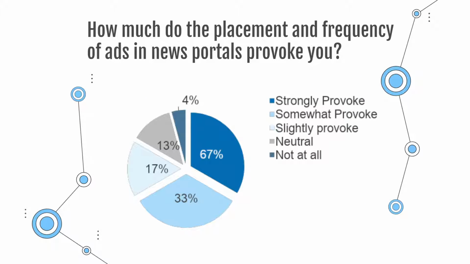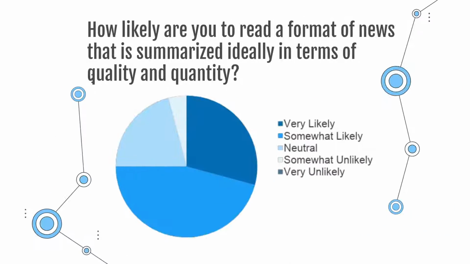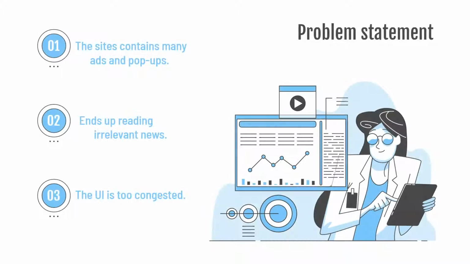In our survey, most of the respondents agreed that the placements and frequency of ads in news portals provoked them strongly, and most of them are likely to read a format of news that is summarized ideally in terms of quality and quantity. The problem statement of our system is that the site contains too many ads and pop-ups, the user ends up reading irrelevant news, and the UI is too congested.